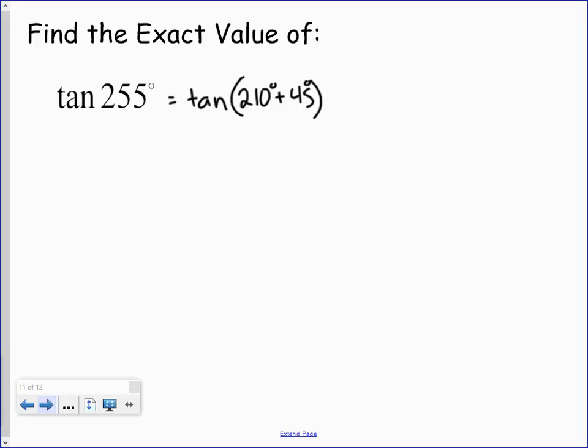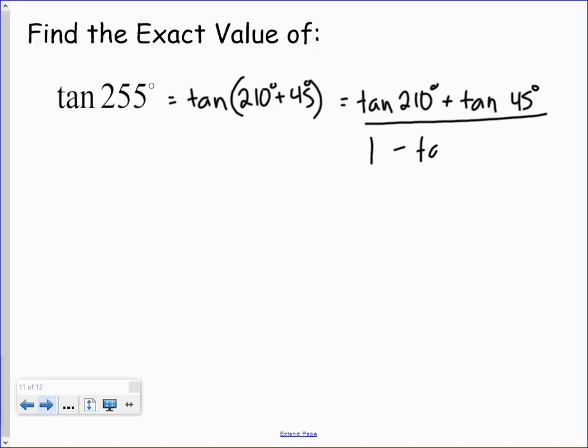Okay, so follow your tangent formula. That would be the tangent of 210 plus the tangent of 45 all over 1 minus the tangent of 210 times the tangent of 45. Okay. Evaluate, what is the tangent of 210?